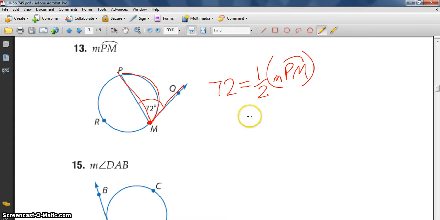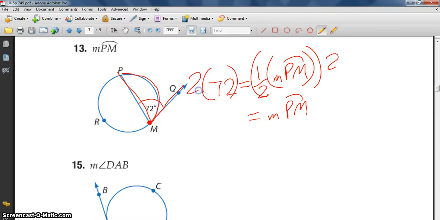so to solve this, I have to multiply both sides by 2. So that would give me 144 degrees.